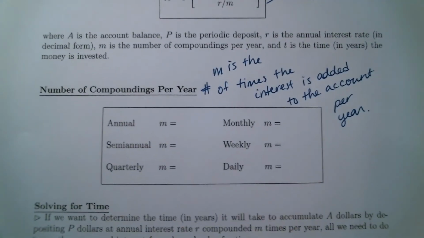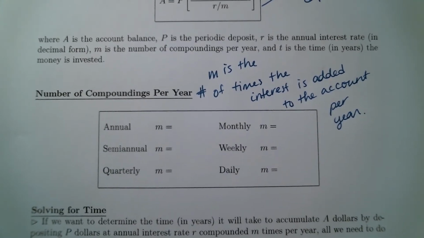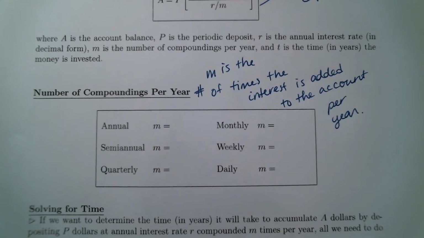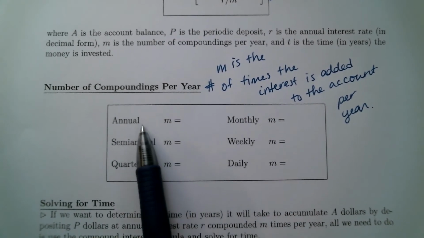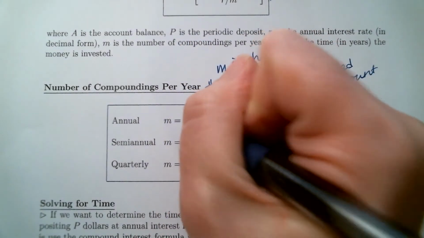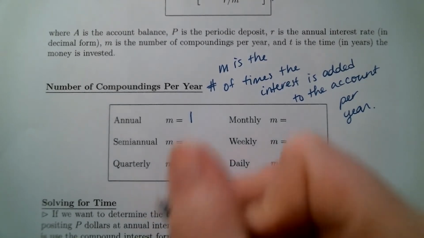In all of these problems, you're going to have phrases like compounded monthly, compounded daily, compounded annually, and so on. That phrase hints at what your value of M should be. If something is annual, it happens one time a year, so your M value would be 1. If something is semi-annual, it's every 6 months, or twice a year.